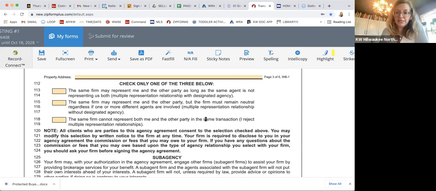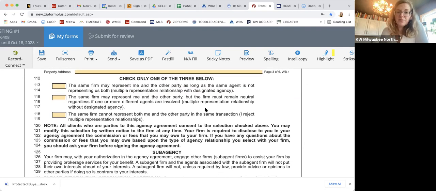So when explaining this to the seller client, they will be choosing which representation they would want. So that's on lines 113 through 115 and 118. And it's all spelled out very clearly for the client.